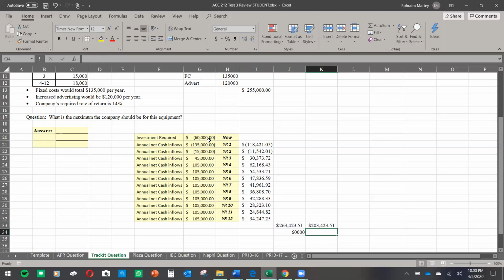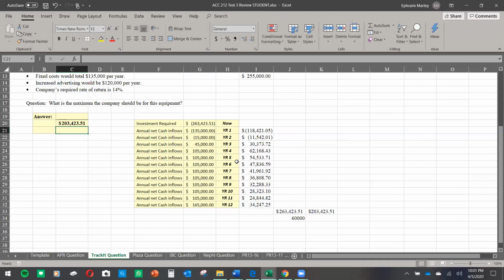Now let's add the cost of the equipment here. So we have the equipment, minus 203,000 because it's a cash outflow. So we have here 263,421. So the equipment cost will be 203,000. That is the answer for the equipment cost.